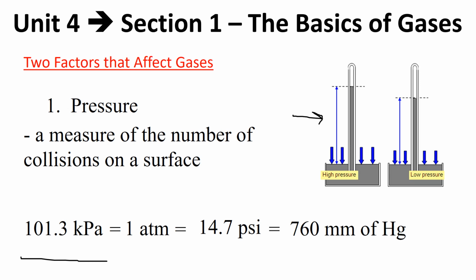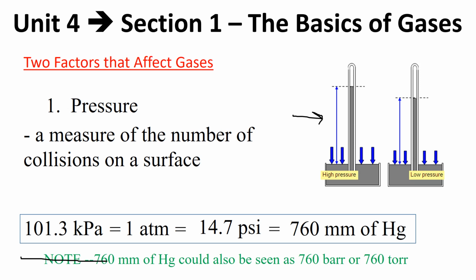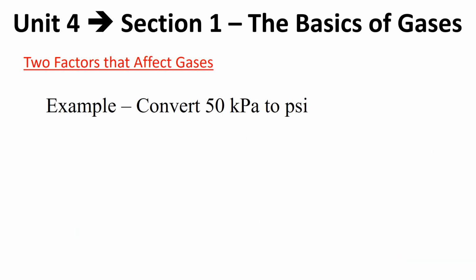Now, one other thing to add, by the way, these are the four terms that we'll be using. We're going to need to be able to convert between them sometimes. It's easy enough. And one little note here is that millimeters of mercury is also seen as 760 torr. It's all the same, just different terms, different parts of the world. So let's look at how to convert. For instance, here's a question. Let's convert 50 kilopascals to psi.